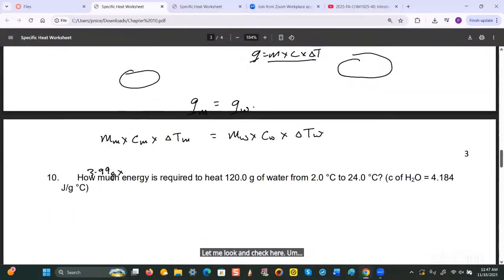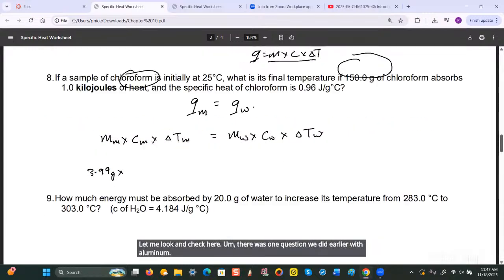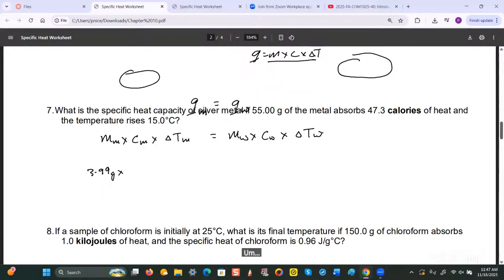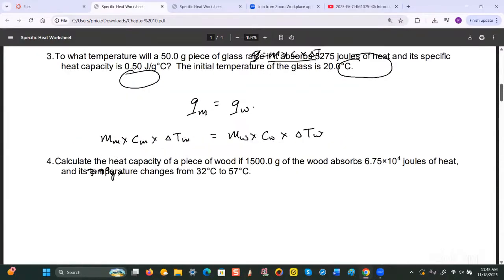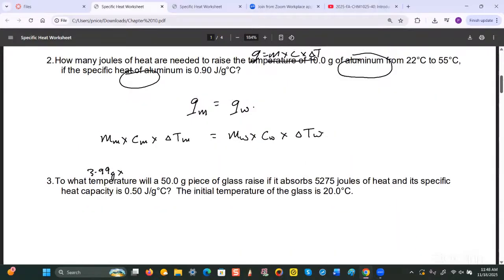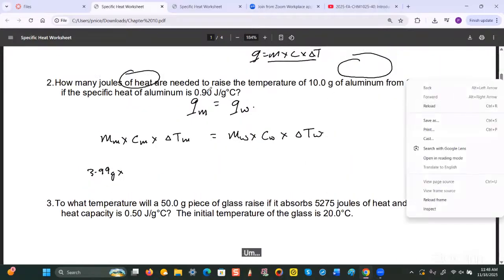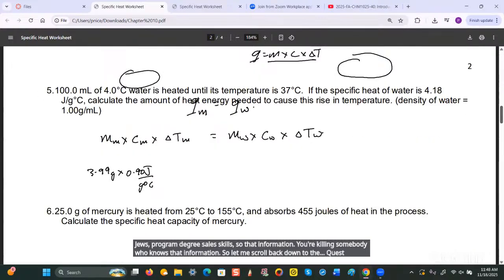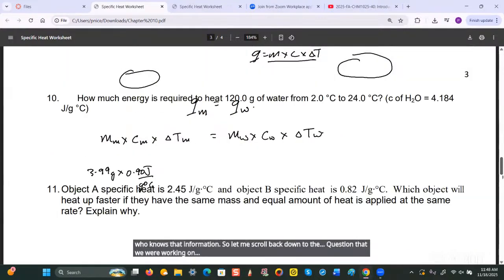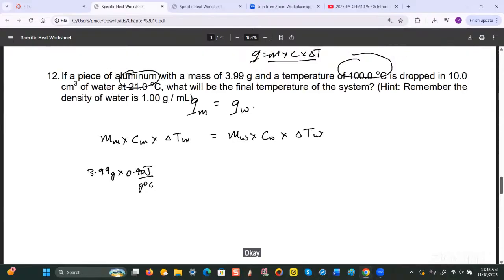Let me do a quick check here. There was one question we did earlier with aluminum. Where is it? Okay, aluminum is 0.90 joules per gram degree Celsius. So that information, you cannot solve that problem without that information. So let me scroll back down to the question that we were working on.